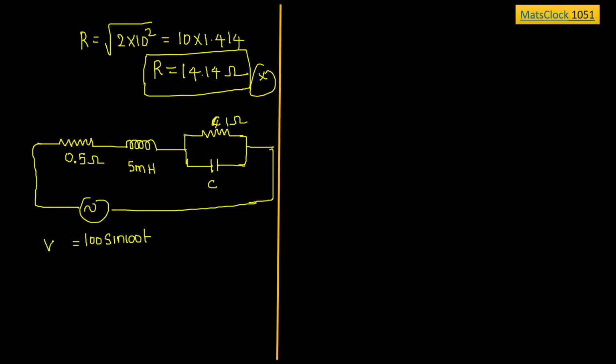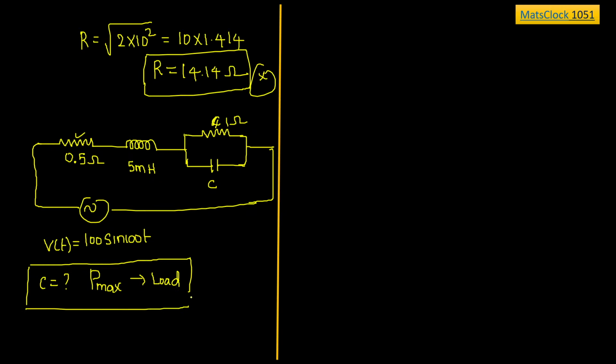This, we all know, we call the instantaneous voltage. Then what is the question? In the circuit given below, the value of the capacitor is required for maximum power to be transferred to the load. If you observe in the network, we have a resistor here. In order to transmit the maximum power from the source to the load, what can be the value of the capacitor? That's all. That is the question.